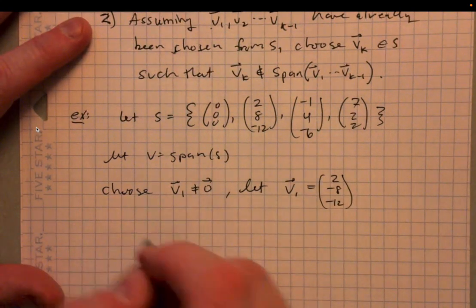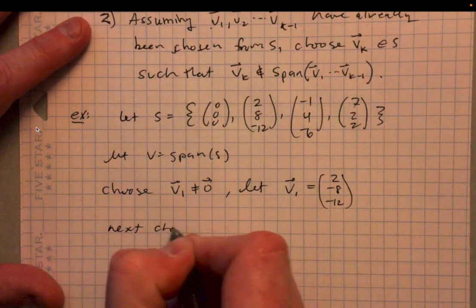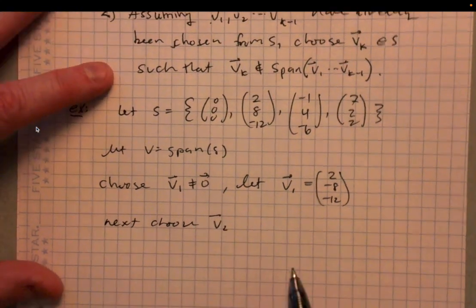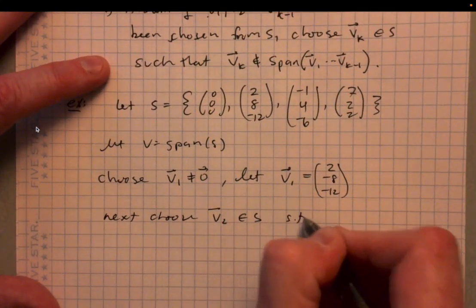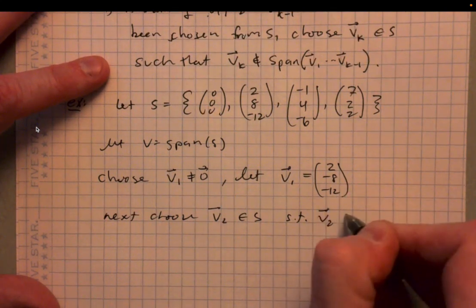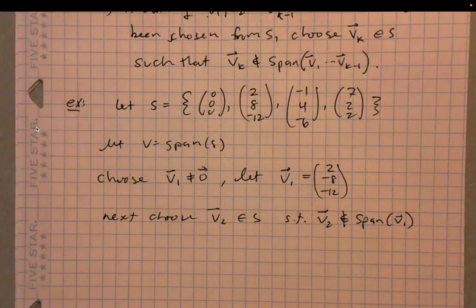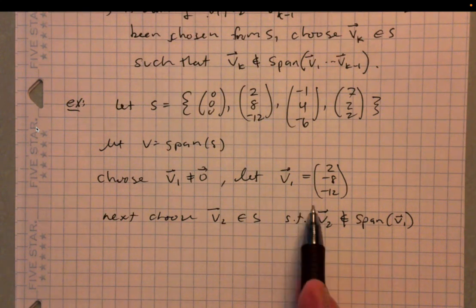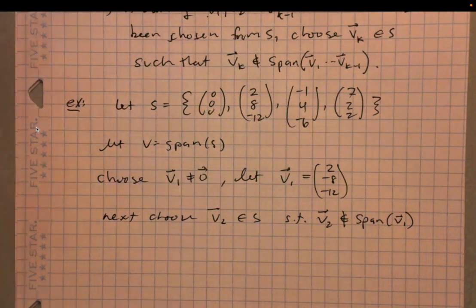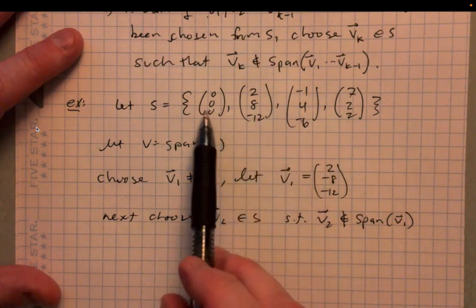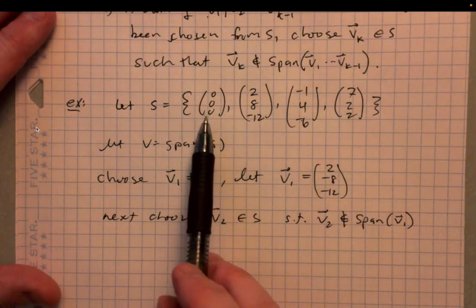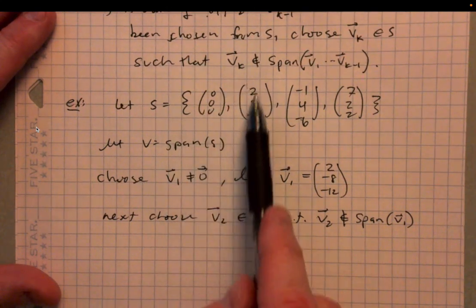So step 2, let's choose V2 in S such that V2 is not in the span of V1. We've only chosen the one vector so far. If we've only got one vector, what is the span of that vector? Well, we basically just don't want any scalar multiples of V1. So let's look at these and see if any are scalar multiples. Obviously this one is a scalar multiple: (0, 0, 0), I could just multiply V1 by 0 and I get 0.